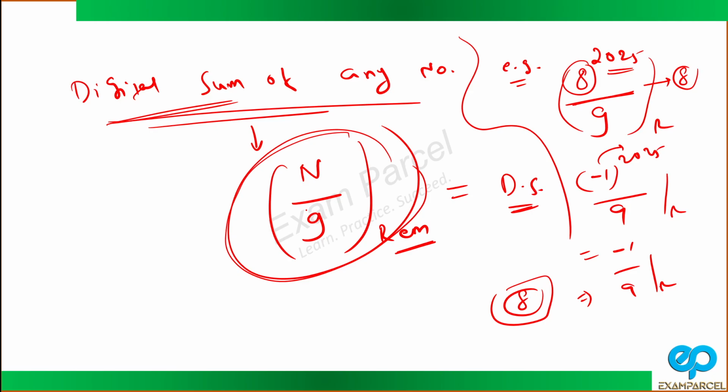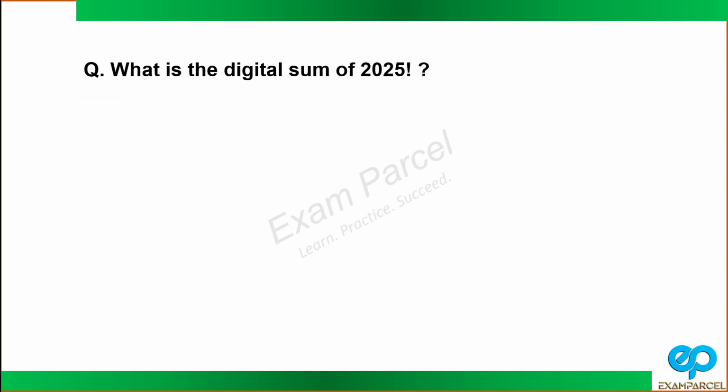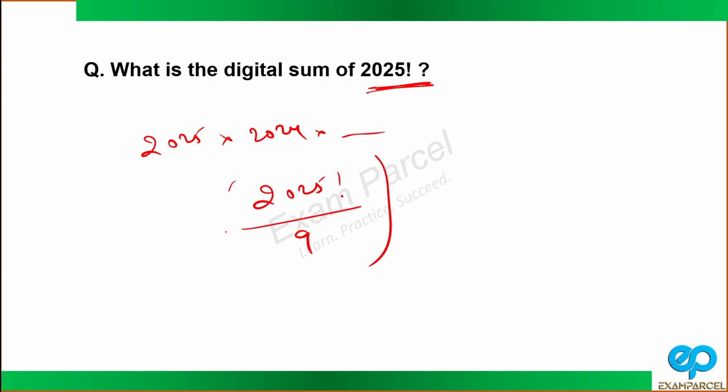Now let us discuss a few problems. What is the digital sum of 2025 factorial? Obviously I can't write all these numbers, 2025 into 2024 and so on. That would be a very stupid thing to do. So what we can simply do is 2025 factorial by 9. What is the remainder? That is equivalent to the digital sum, right?